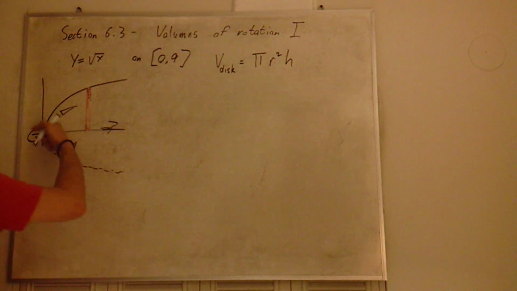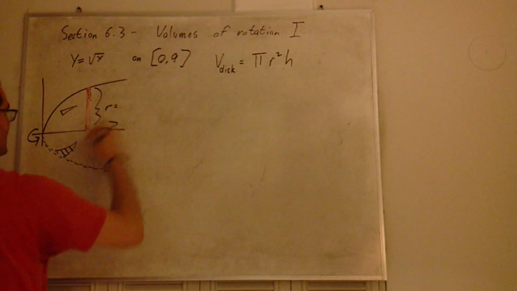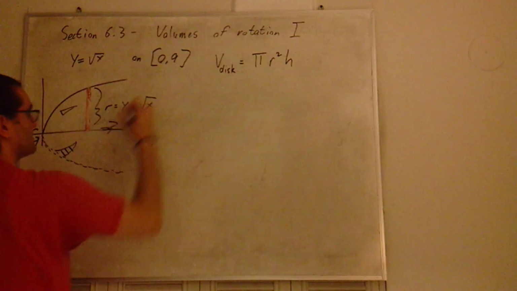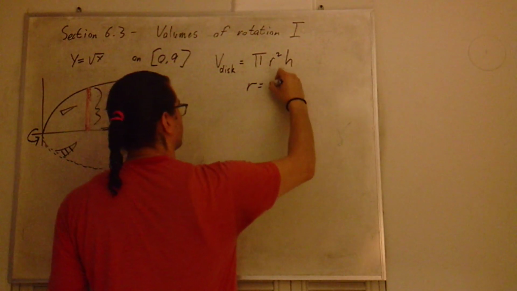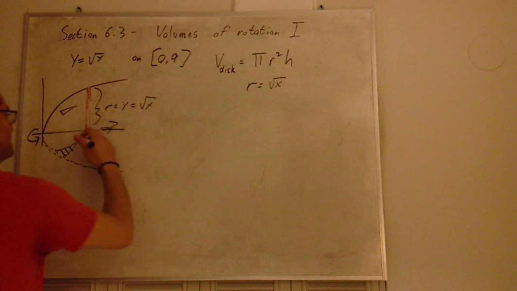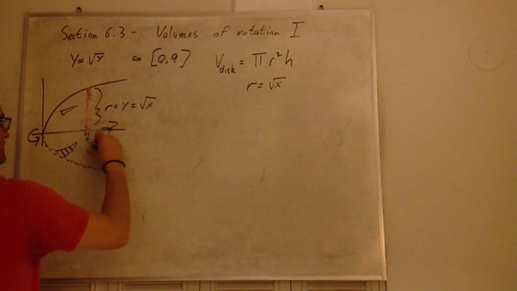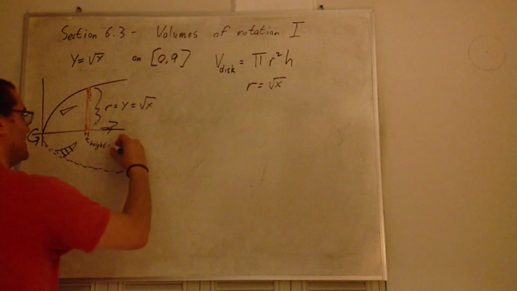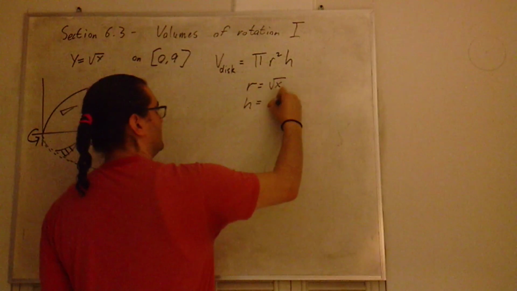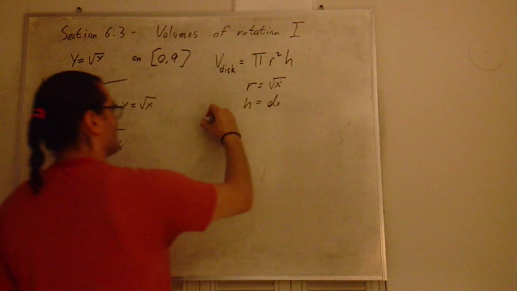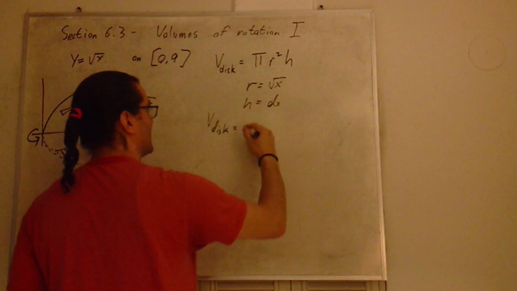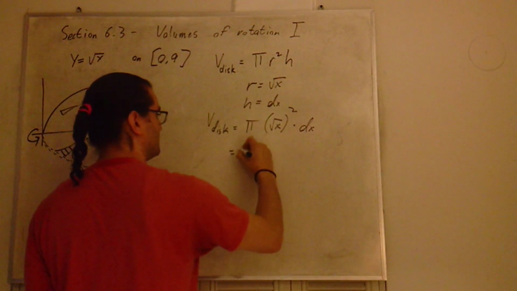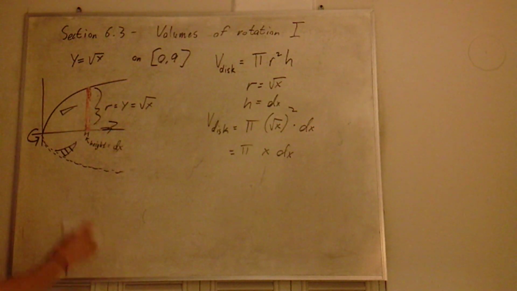The radius, because we're spinning it this way, this dimension is going to be the radius. This distance is a y value, and that's going to be the square root of x. So the radius here is root x. The height of my cylinder is going to be this distance right here. And that tiny, infinitesimally small, extremely thin chunk of the x-axis is still called dx. So that's our height. So we have our radius and we have our height. So the volume of our disk, if we put all this together, is going to be pi times root x squared times dx, which simplifies into pi x dx. This is the volume of one disk.